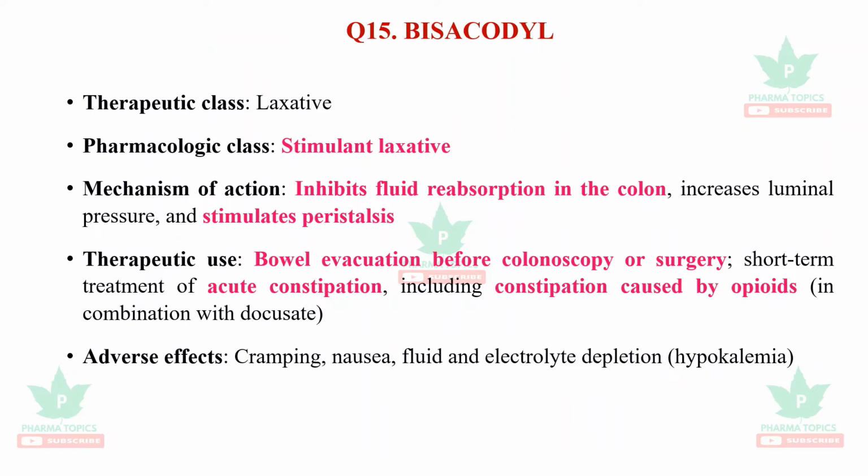Question number 15 is bisacodyl. It is a stimulant laxative. In short answers, they may ask bisacodyl. It inhibits the fluid reabsorption in the colon, increases luminal pressure, and stimulates peristalsis. It causes bowel evacuation before colonoscopy or surgery. It is used in the short term for the treatment of acute constipation, including constipation caused by opioids, in combination with DOCUSATE. It may cause cramping, nausea, fluid and electrolyte depletion, particularly hypokalemia.